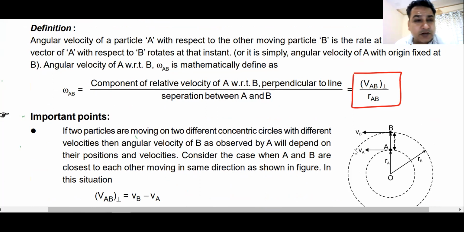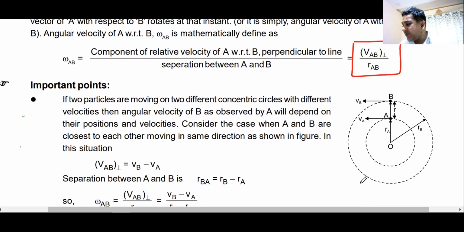Is the perpendicular component of velocity of A with respect to B, and you divide it by the perpendicular distance between A and B. That is how you get relative angular velocity. A very simple question is solved here.